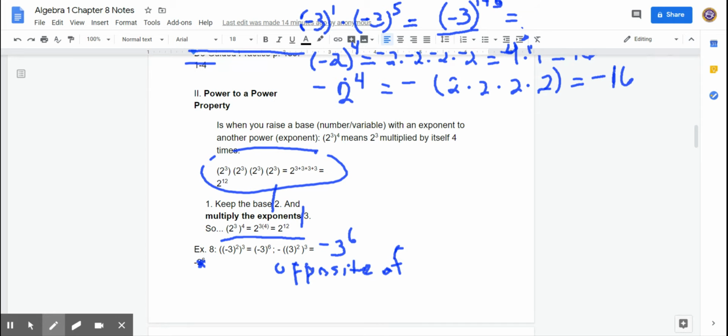So what does that mean? That means you're going to take 3, multiply it by itself 6 times, and then take the opposite of that number. So that answer is going to be negative. Where the first one, you have an even number of negatives, so that answer is going to be positive. So that's the difference. Notice one negative is inside the parentheses and one negative is outside the parentheses. That's what makes the difference. Okay, you have to be very careful with that one.